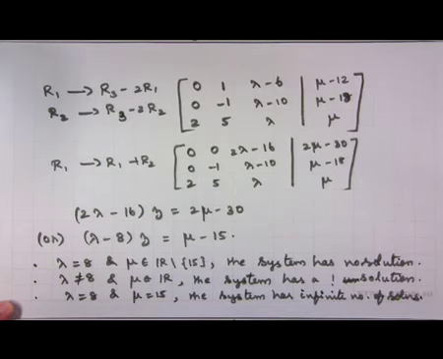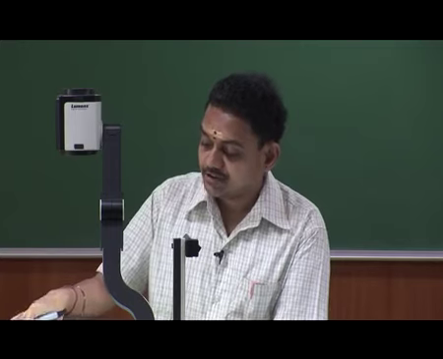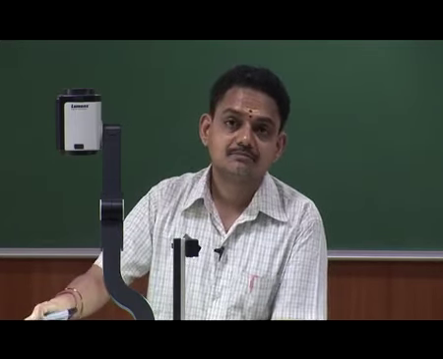Right? You have this much. First case is lambda equal to 8 and mu any real number apart from 15. In this case, the system has no solution. Second case, lambda not equal to 8 and mu any real number. In this case, the system has a unique solution. And the last case, when lambda equal to 8 and mu is 15, in this case, the system has infinite number of solutions.